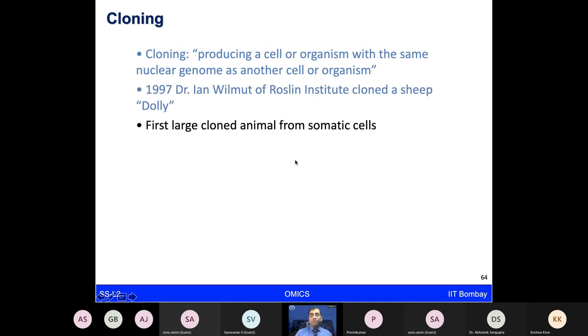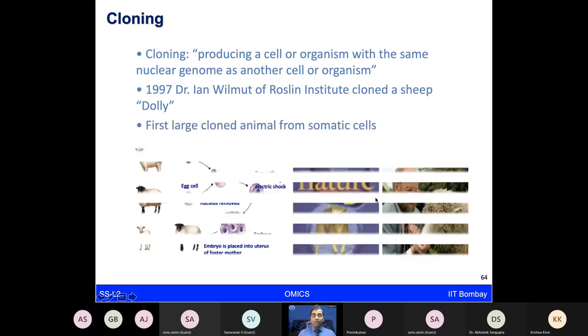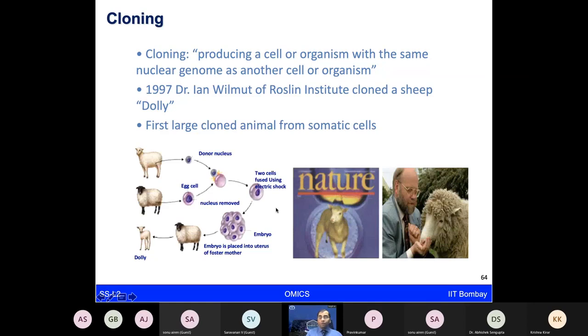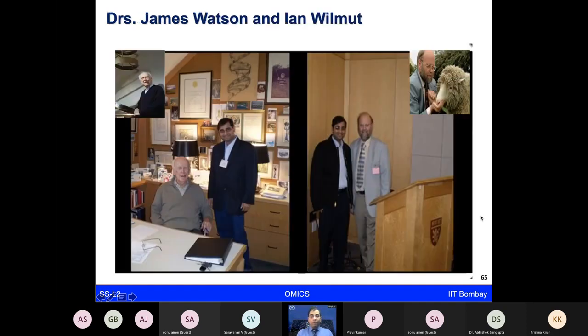It was actually the first large animal which was cloned from a somatic cell, which is a normal body cell, from a skin cell. And that was, of course, the big scientific fantasy come true, published in Nature, and it got a lot of highlights. So I'm sure you'll be happy to see those pictures.